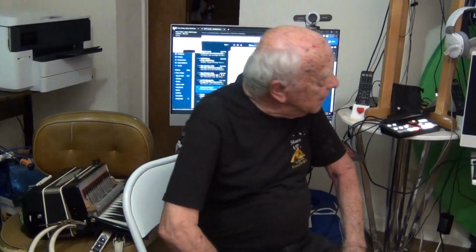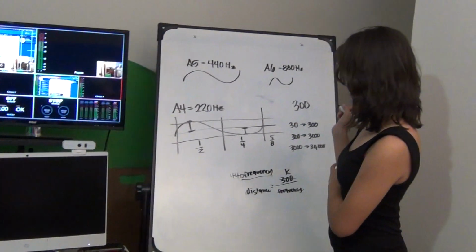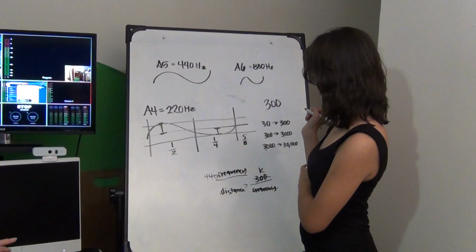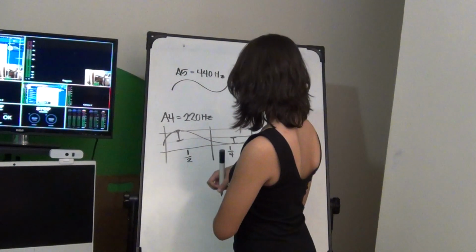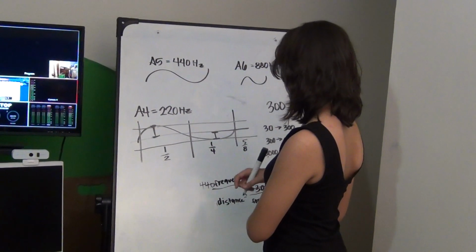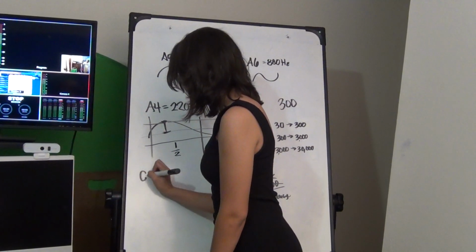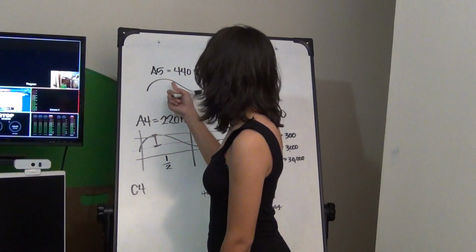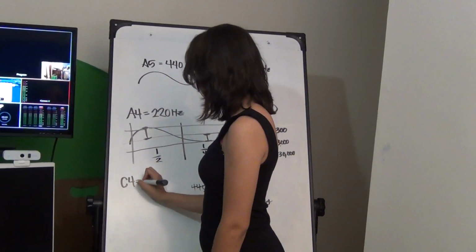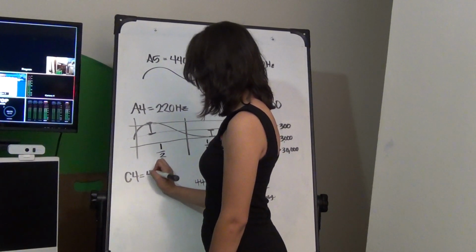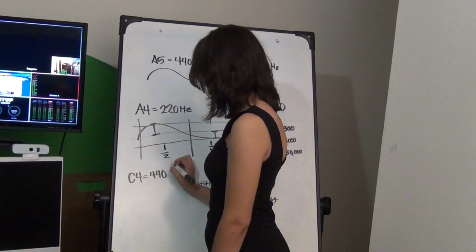So now what we're going to talk about is where you take this into harmonics. C4, write down C4 again. Okay. C4 is 440. C5 is 880. That is the first harmonic of that A tone.